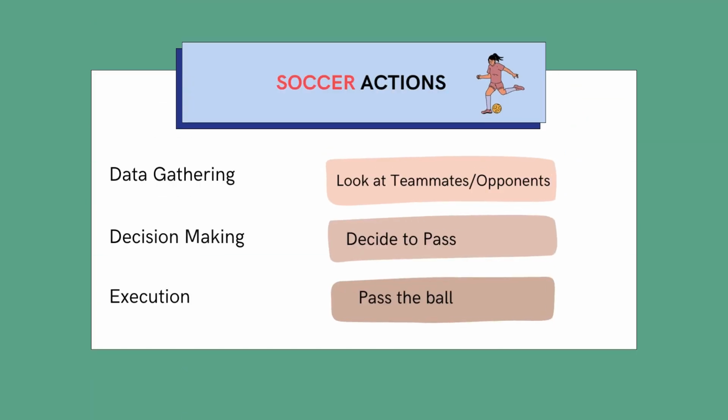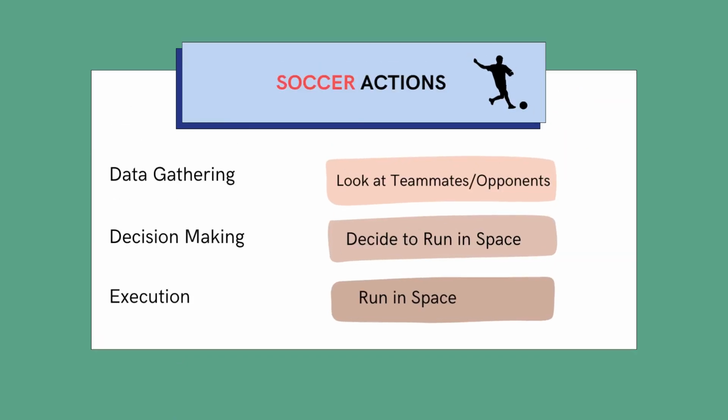Another soccer action, for example, is passing of the ball. So it's a similar thing. You look at the opponents, the teammates, the ball, your position, and so forth, in the data gathering section. For decision making, you decide to pass the ball, and finally, on the execution, you pass the ball.